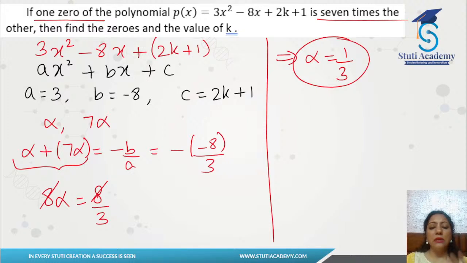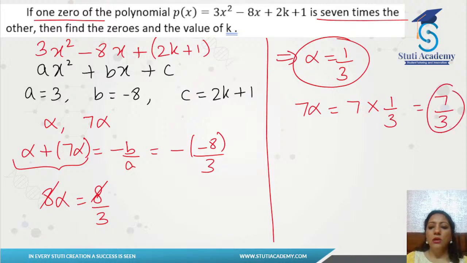Now one of the zeros here is alpha, that is 1 by 3. And we know that the other one is 7 times of alpha. So the other zero would be 7 times of 1 by 3. That is 7 by 3. Now we've got the zeros as 1 by 3 and 7 by 3. So we are done with first part of the question. In the next step, we are going to solve for k.